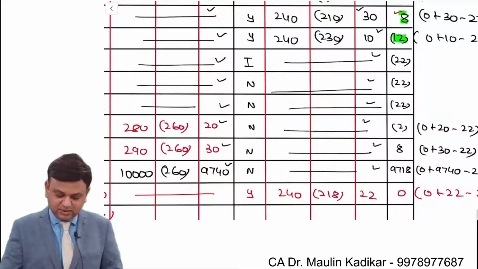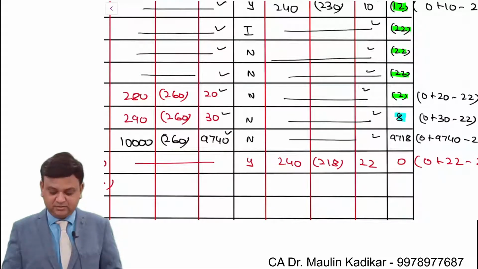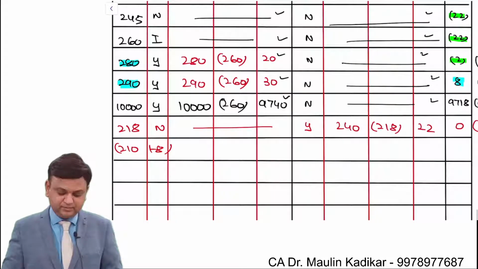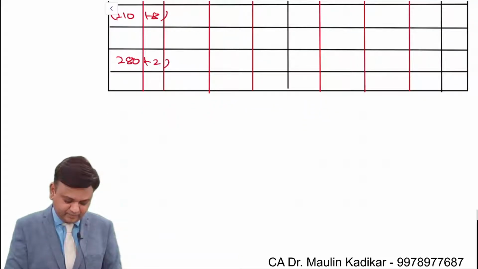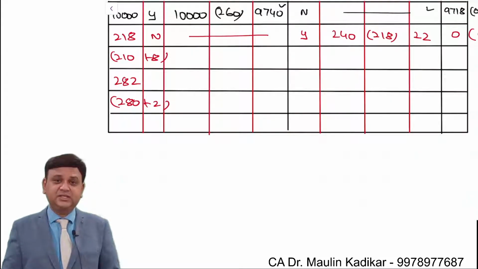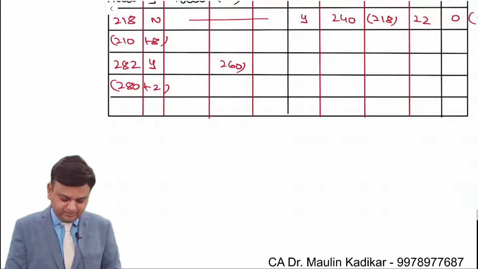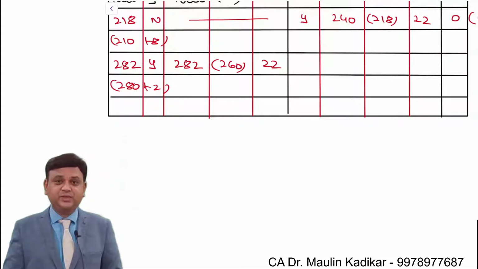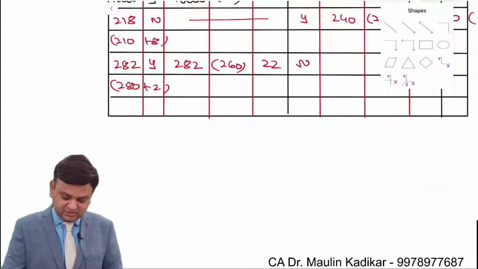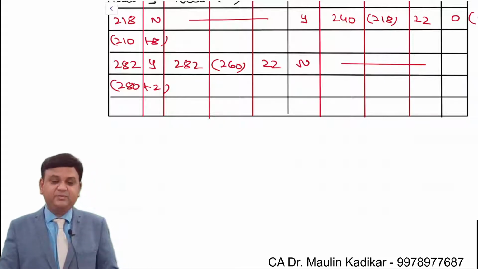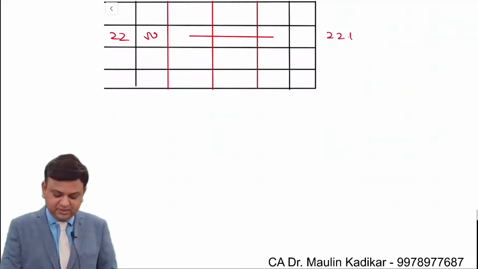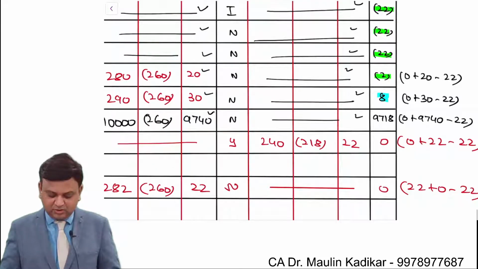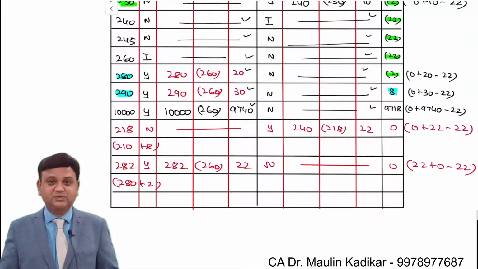Next, there is a loss of 22, loss of 22, loss of 22, a loss of 2 rupees and a profit of rupees 8. So the answer is between these two. We take the base of 280, and 2 rupees will once again be added. 282 is exceeding 260, so you will exercise your call option. So payoff is 22 positive. The put option is not exercised, so this is 0, because 282 is not less than the exercise price of the put option. Again 22 plus 0 minus 22, so overall it comes to 0. That is the way the profit or loss can be calculated for the individual spot price.